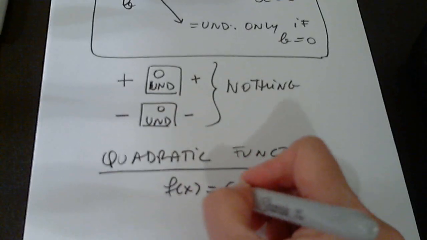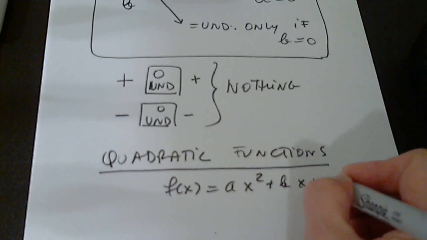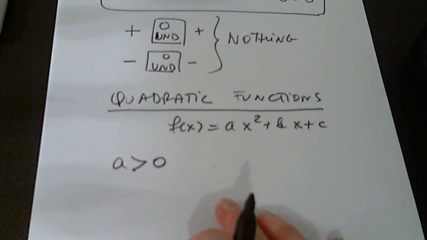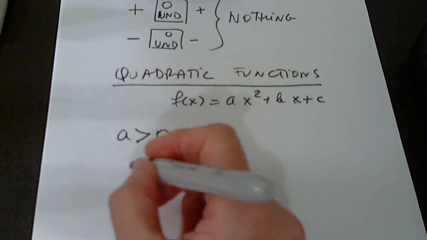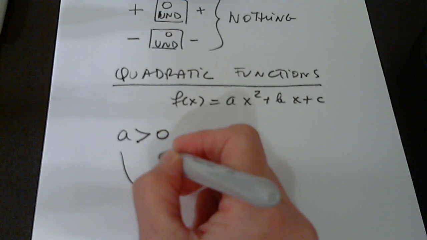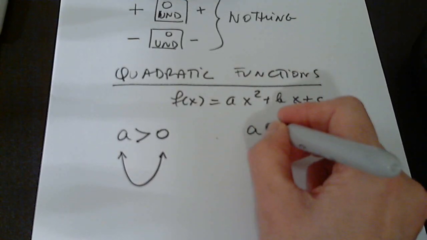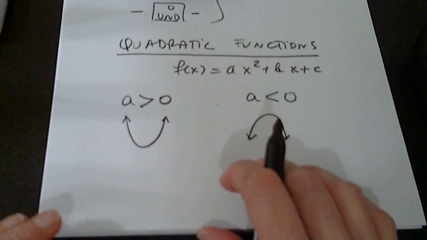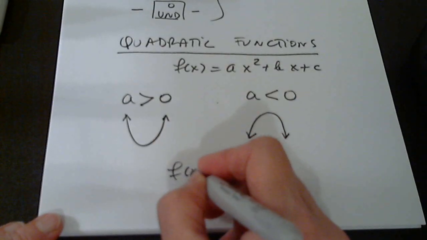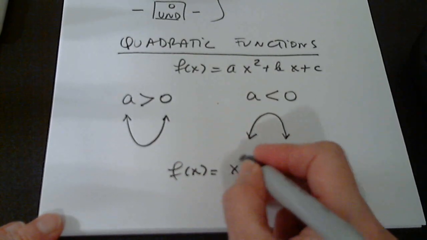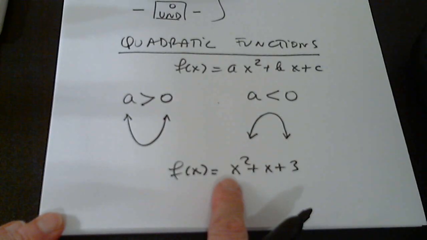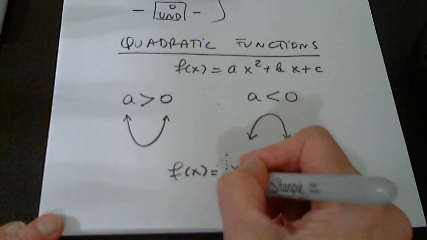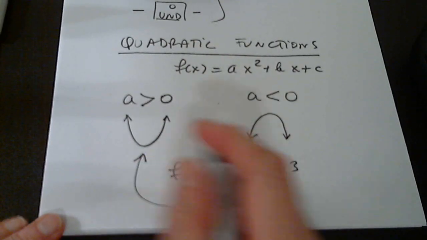f of x equals ax squared plus bx plus c. If a is positive, the function has a minimum. If a is negative, the function has a maximum. In our case, the function was x squared plus x plus 3. It has a leading coefficient that is positive. So it looks like this.